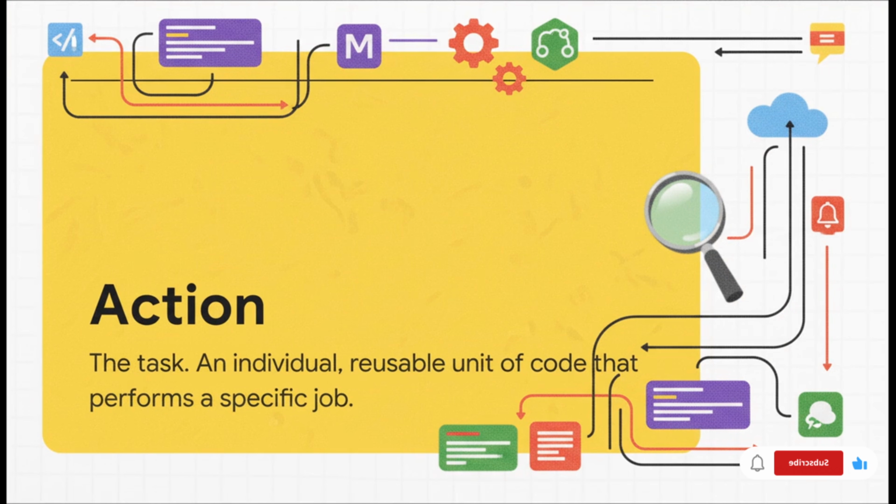Next, you've got the action. An action is a single self-contained task. It's like a reusable building block. So one action might check out your code, another might install a specific version of Java, and another could send a message to Slack. And the best part? The community has already built and shared thousands of these things.